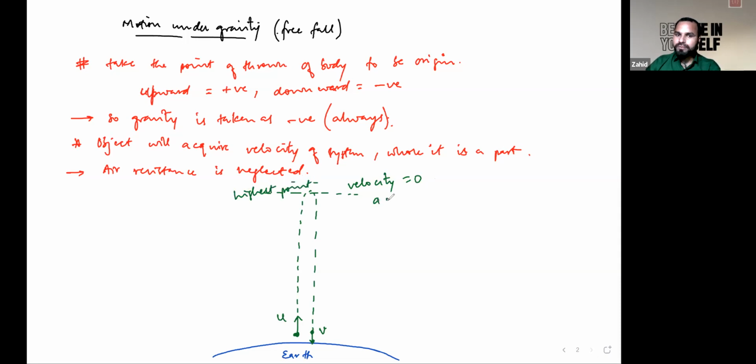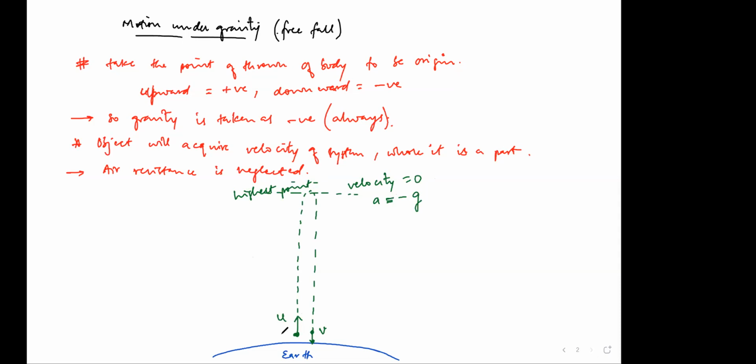But acceleration of the body still would be along the downward direction, so it will be minus g. So there will be a question to define or give an example where an object will have zero velocity, but still it is accelerating. So you will say at the highest point of free fall. Is it clear? Yes, sir.